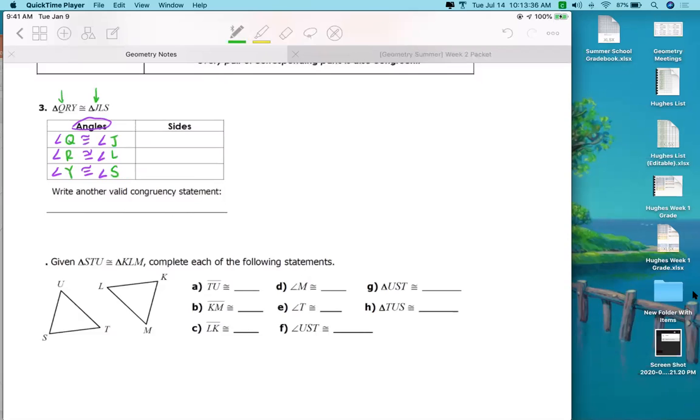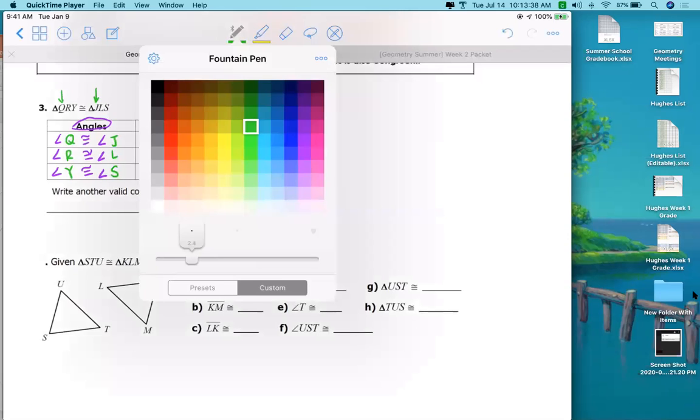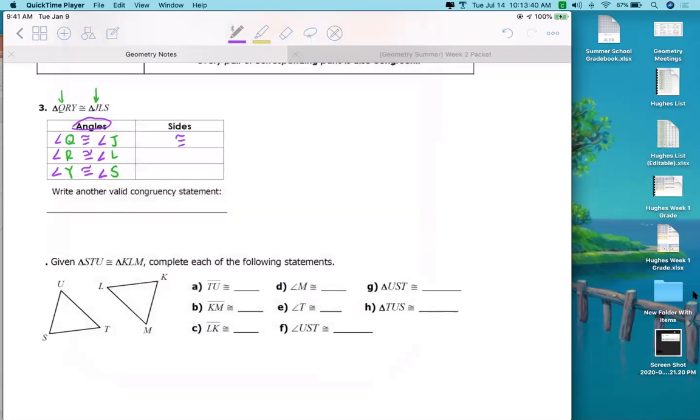So for sides, we're gonna look at still the congruency symbol, but now it would be a line at the top. And to make up a side, you need 2 letters.